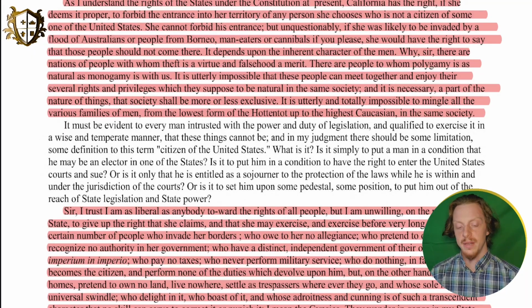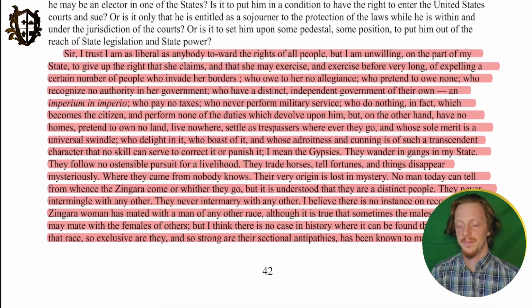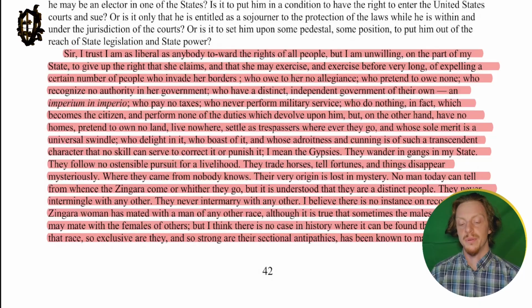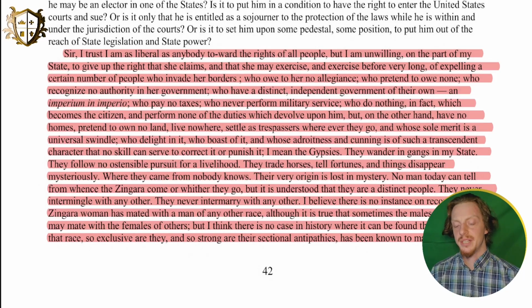It is utterly and totally impossible to mingle all the various families of men from the lowest form of the Hottentot up to the highest Caucasian in the same society. Sir, I trust I am as liberal as anybody toward the rights of all people, but I am unwilling on the part of my state to give up the right that she claims, and that she may exercise, and exercise before very long, of expelling a certain number of people who invade her borders.